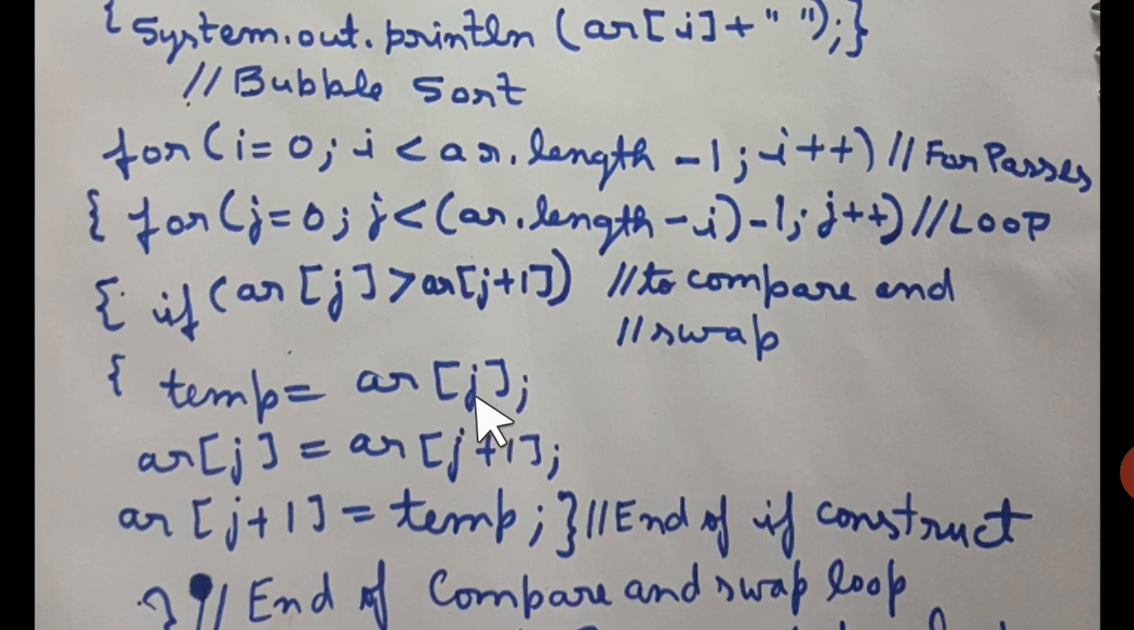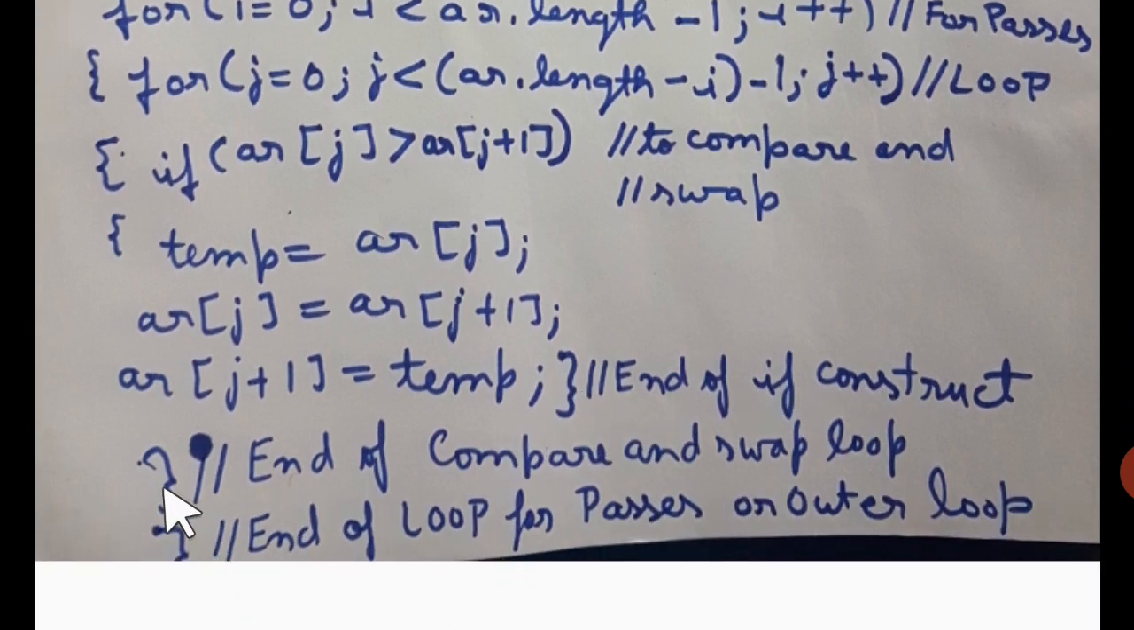What is the swapping? I have already shown you the steps. So ar[j]'s value I will store in temp, and now ar[j+1] is copied to ar[j], and after that finally temp's data will be transferred to ar[j+1]. So the swapping is done. So that is the end of the if construct. We close the curly brace, and after that we close the curly brace of the nested loop. This one for compare and swap is closed, and finally we close the loop for the passes.